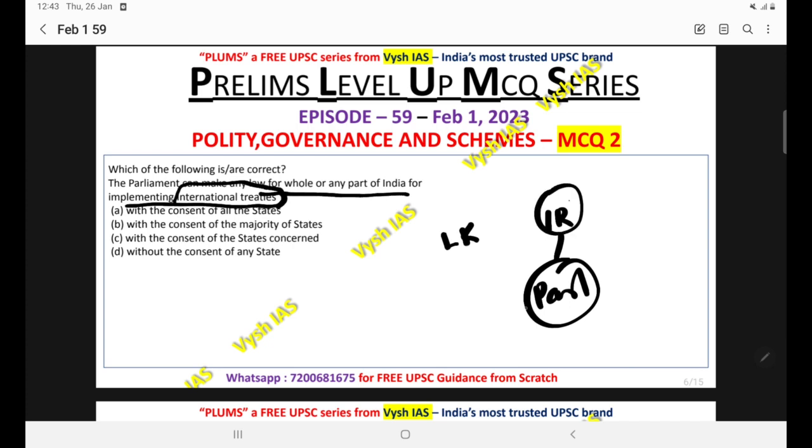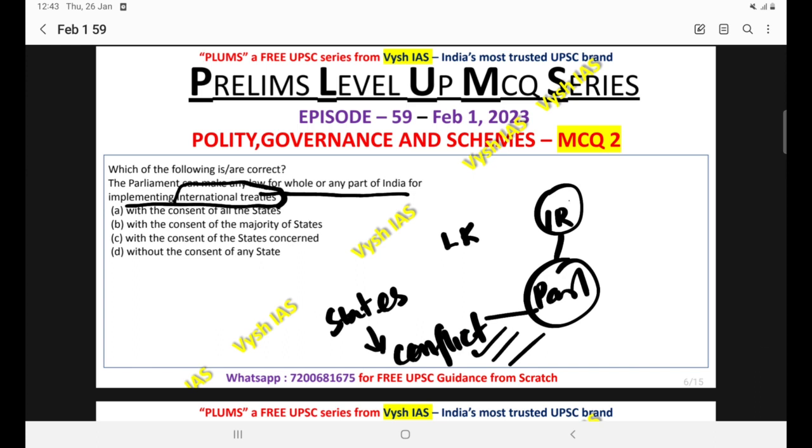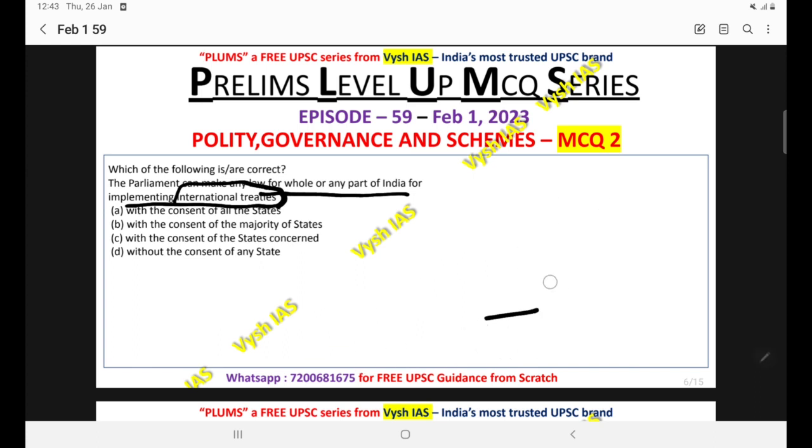If Parliament is not the body, then states have to be the body. If any state has to be given some special powers, then there will obviously be some conflict arising out of it. So states are empowered, but Parliament is empowered to implement the international treaties. From this statement you can infer that Parliament is the supreme body in implementing the international treaties. So obviously no states will be involved if the consent of states is required.